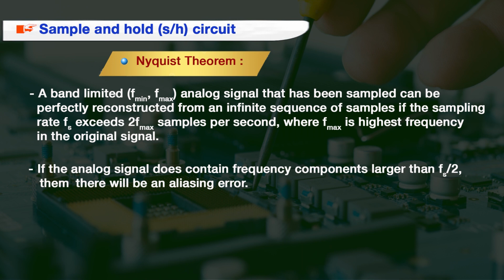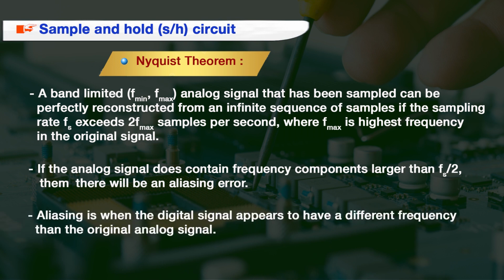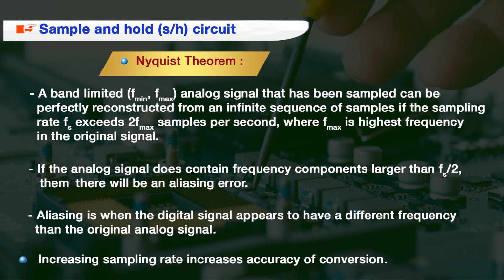Now, if the sampling frequency is less than twice of f maximum, then there will be an aliasing error. So, what is aliasing error? Aliasing is when the digital signal appears to have a different frequency than the original analog signal. So, this was all about the Nyquist theorem, and we can say increasing the sampling rate increases the accuracy of conversion.